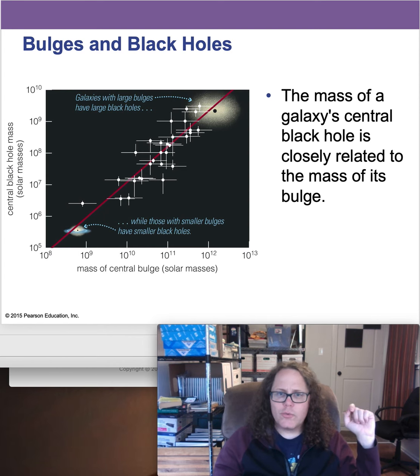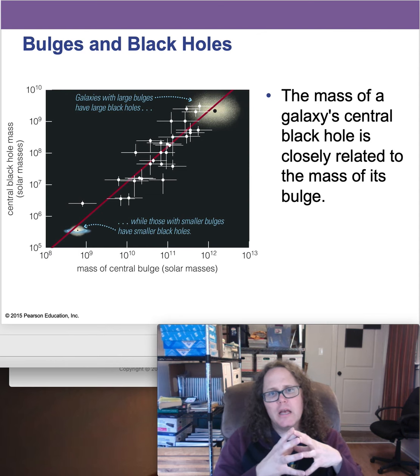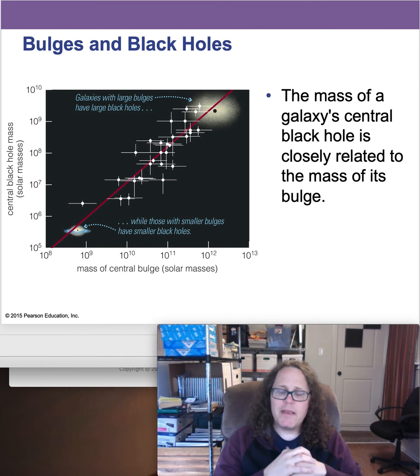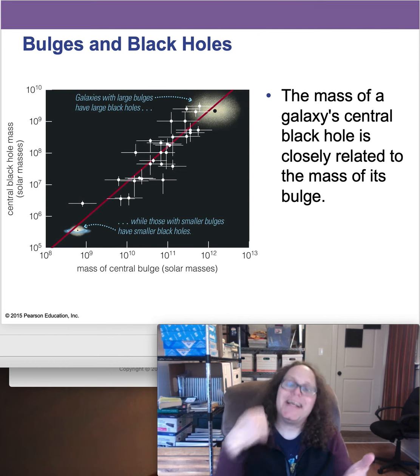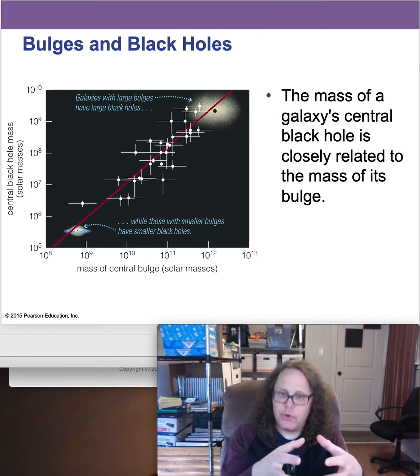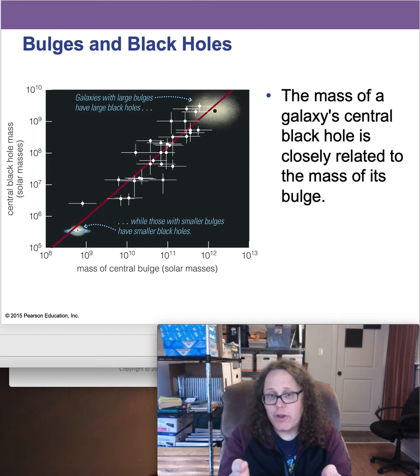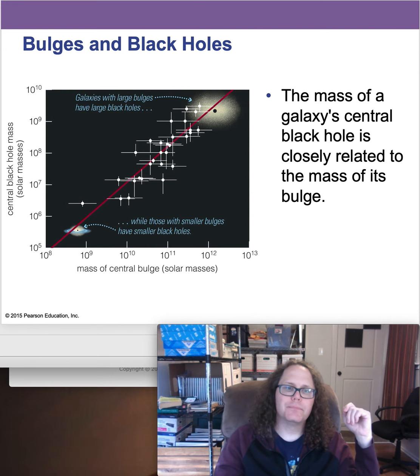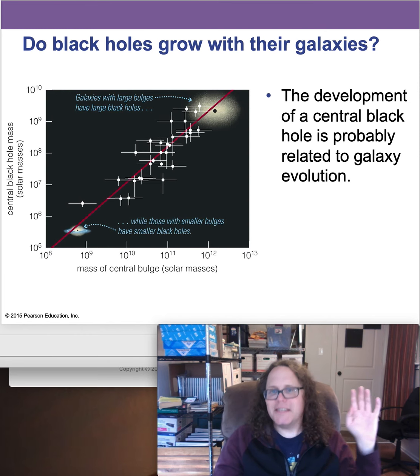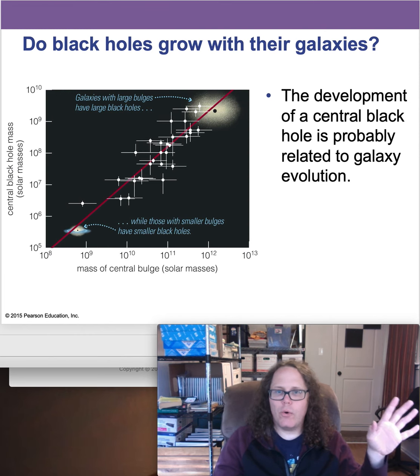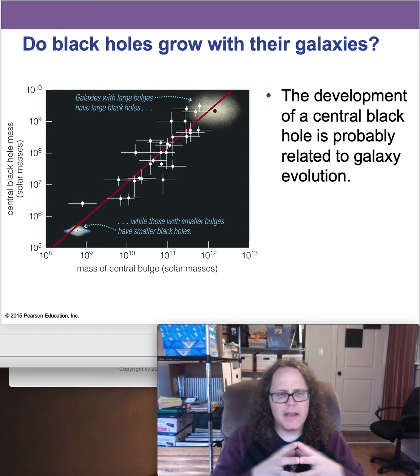There is a correlation that's well known. The more massive the bulge of a galaxy, the more massive the black hole is going to be. This suggests, though doesn't prove, that the black hole grows with the bulge. It might be that the bulge has some gas in it, and the more massive the bulge is, the more gas it has to feed the black hole. And so the more massive the bulge, the more massive the black hole is going to be because it's eaten more gas. So that suggests that a black hole develops and grows alongside the galaxy.